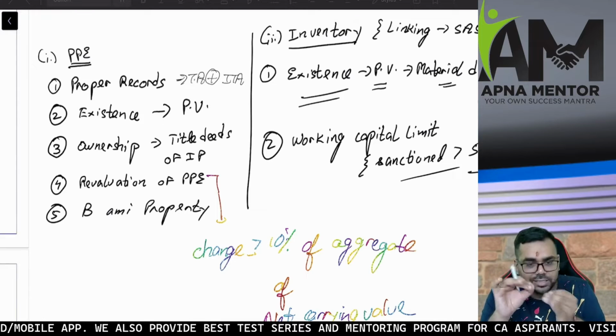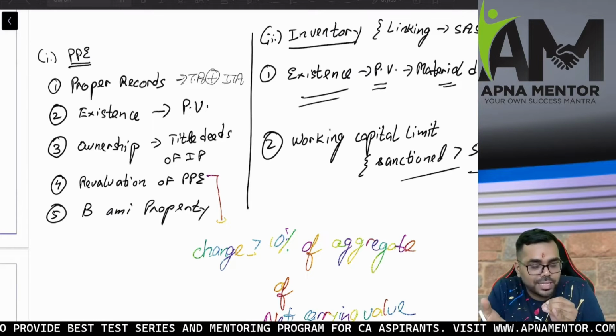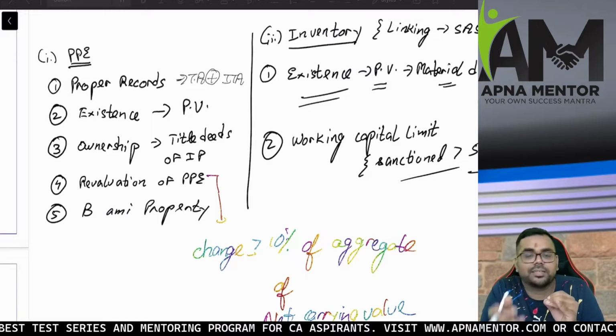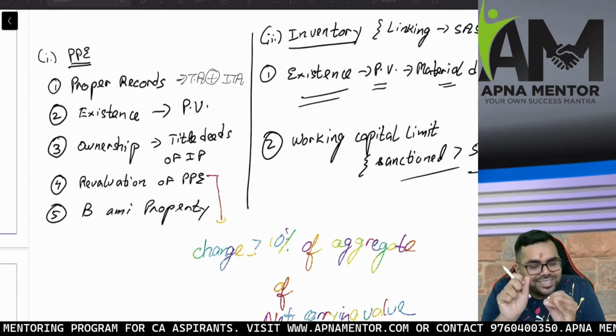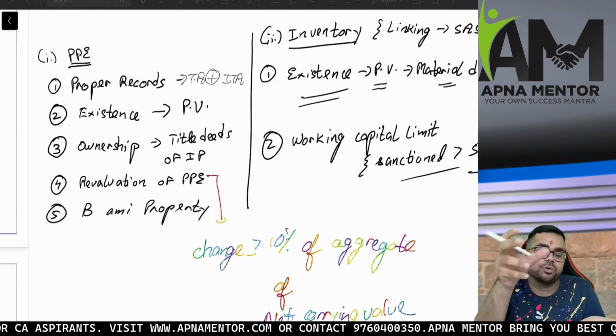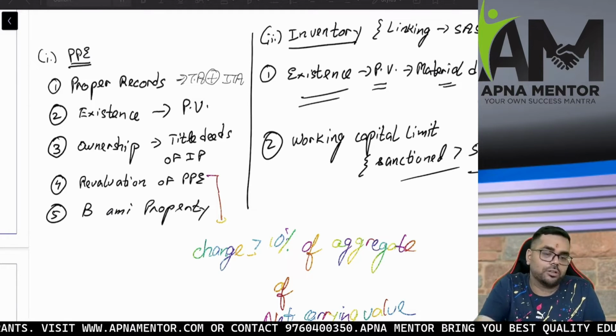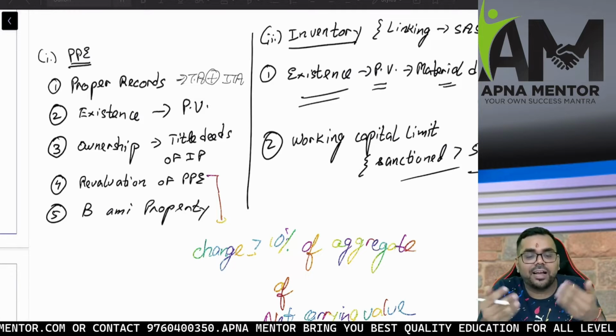If it is not registered in the name of my client, I need to report in whose name that particular title deed is registered, whether it's registered in the name of a promoter, director, or any other employee, and what's the reason for that. From how much time that particular person is holding the property, I need to report all of that. Fourthly, I have to report if the PPE is revalued during the year.